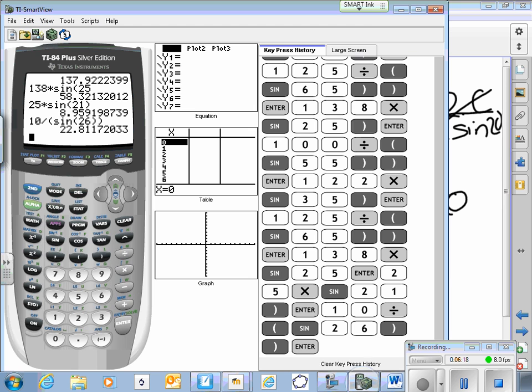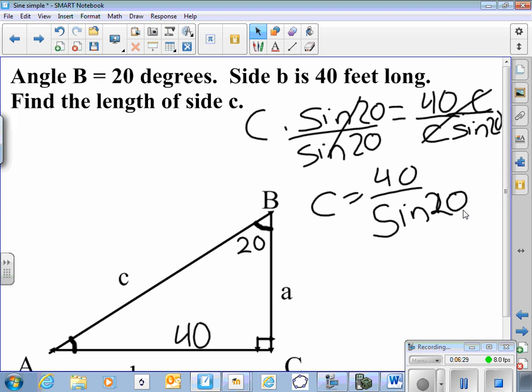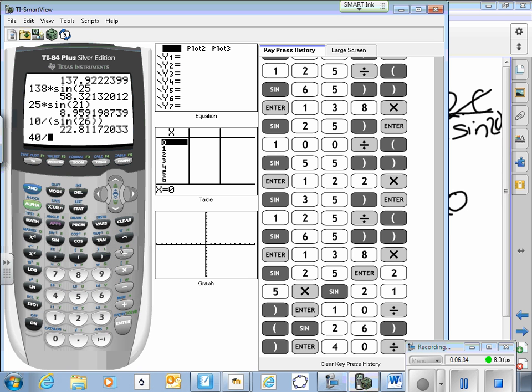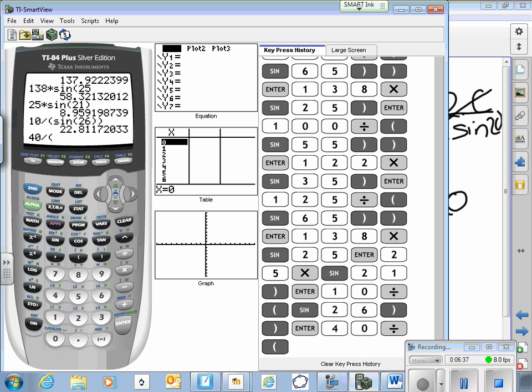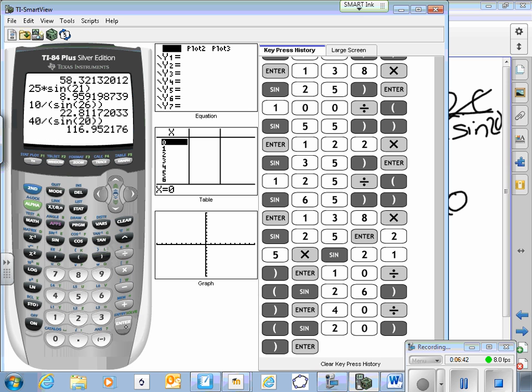Throw that on a calculator. 40 divided by, put it in parentheses, the sine of 20. If you're not sure that everything's going to be calculated in the correct order, you can always use parentheses. So that says 116.9695, let's call it 117.